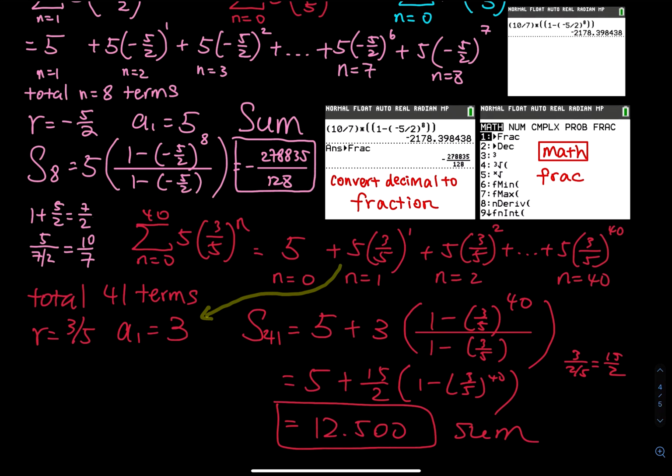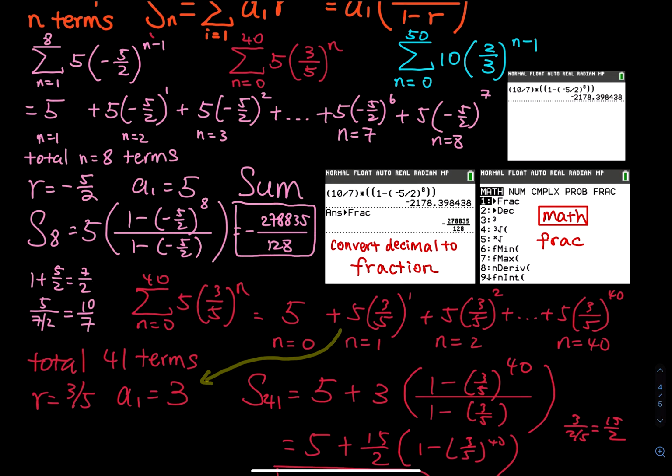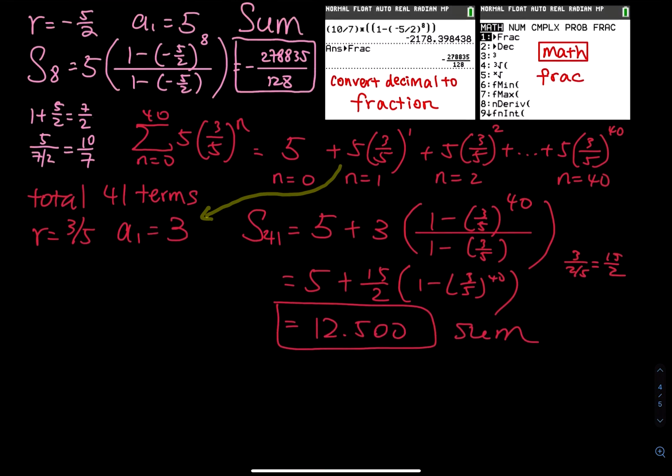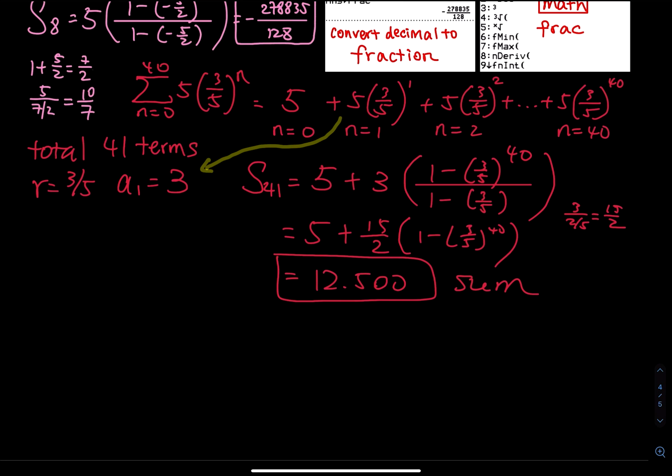To the second summation. And then how about the last one? The last one in blue, you have 0 to 50, and then 10 times 2 over 3, n minus 1. Let's do that. So we have summation n equals to 0 to 50, and then you have 10, 2 over 3, and then raised to n minus 1 power. This one, if you don't want to include the 0, take the 0 out.